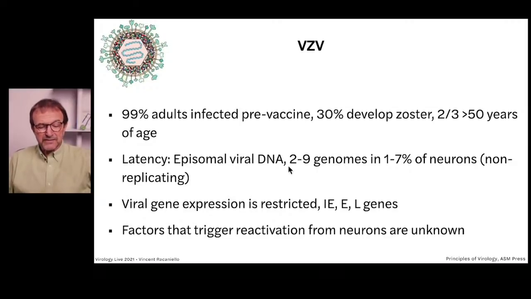Latency is comprised of episomal DNA, 2 to 9 genomes in 1 to 7% of neurons, non-replicating genomes. And as I said, the gene expression is restricted. What triggers reactivation, we really don't know. For herpes simplex, beautiful work showing the phosphorylation of histones, but here we have no idea what is triggering reactivation and why it happens so late in life.